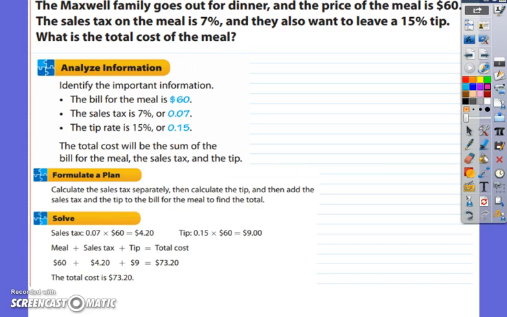So we need to formulate a plan. We're going to calculate the sales tax separately, then calculate the tip, and then add the sales tax and the tip to the bill for the meal to find the total. So in order to solve, we need to find the sales tax. To find the tax, we are going to want to set up a proportion.